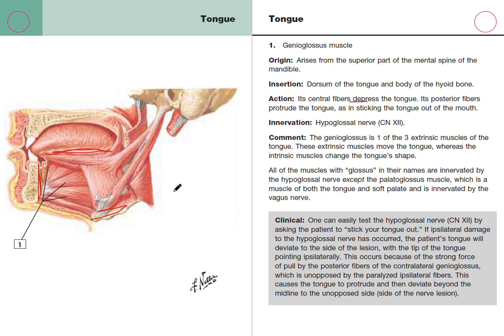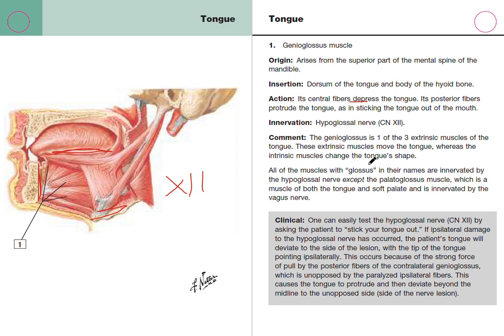It is innervated by the hypoglossal nerve, and the genioglossus is actually one of three extrinsic muscles of the tongue. These extrinsic muscles move the tongue, whereas the intrinsic muscles change the tongue's shape.